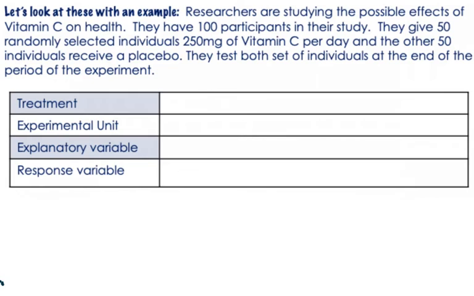Okay, so look at these examples, and we're going to identify the treatment, the experimental unit, the explanatory variable, and the response variable. Researchers are studying the possible effects of vitamin C on health. They have 100 participants in their study. They give 50 randomly selected individuals 250 milligrams of vitamin C per day, and the other 50 individuals receive a placebo, which means it's just something that doesn't work. They test both sets of individuals at the end of the period of the experiment.